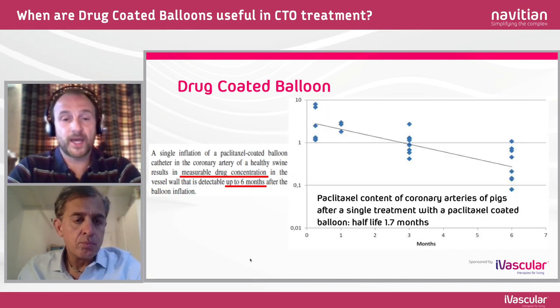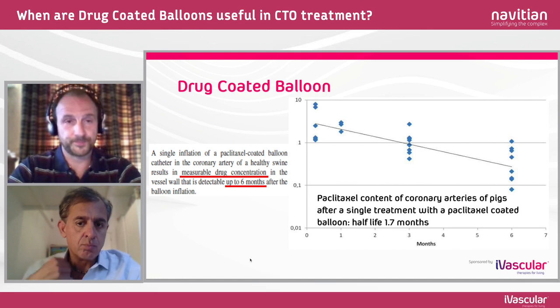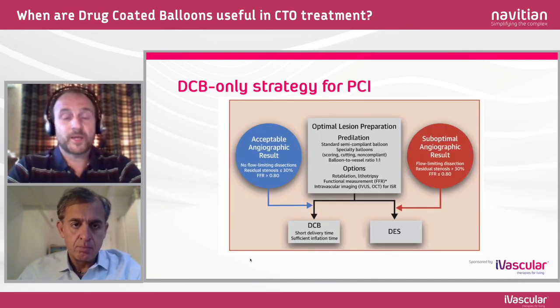We know, from animal studies, that by inflating a balloon for 1 minute against the vessel wall, paclitaxel remains in the vessel wall up to 6 months after the delivery. So in a very short time, you can really achieve a high dose of paclitaxel in the vessel wall for a long term.